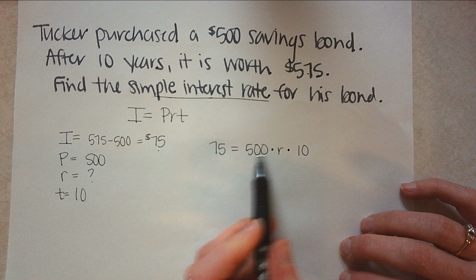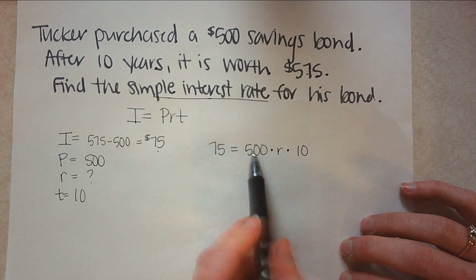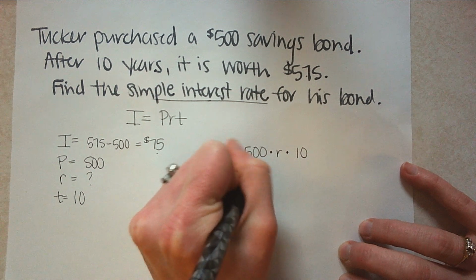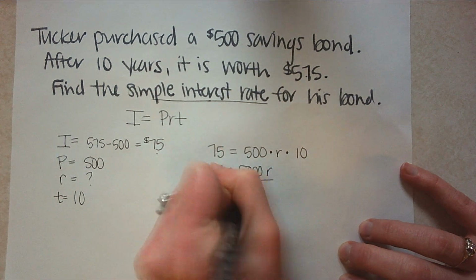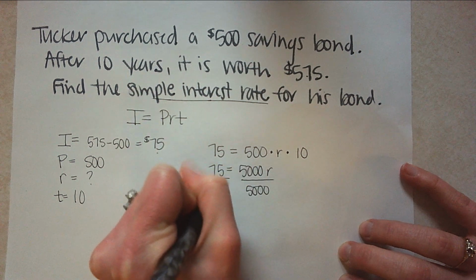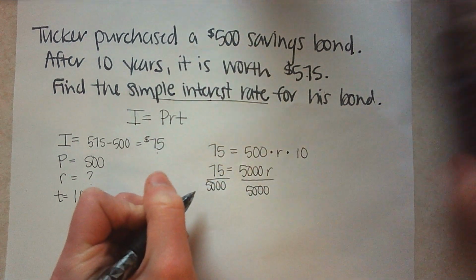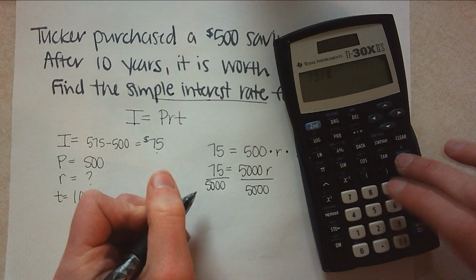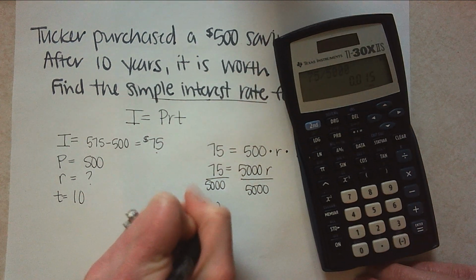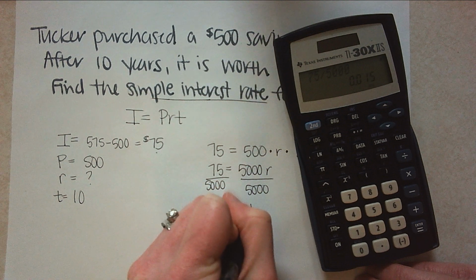On this side of the equation, I can multiply in any order. So 500 times 10 is 5,000 times R. The inverse of multiplying by 5,000 is dividing by 5,000. So I'm going to do that on both sides to get R by itself. 75 divided by 5,000 is 0.015.